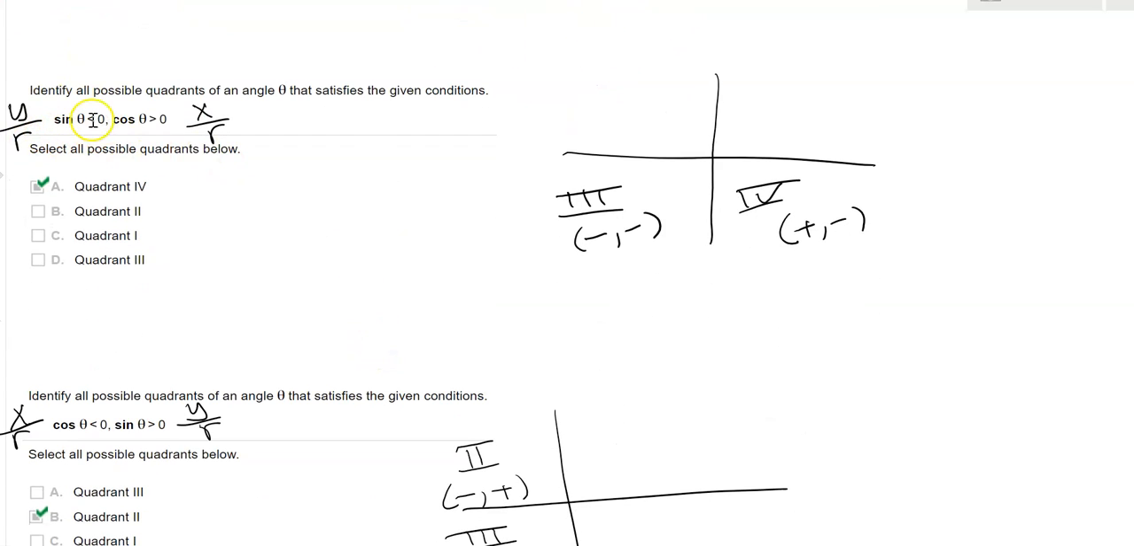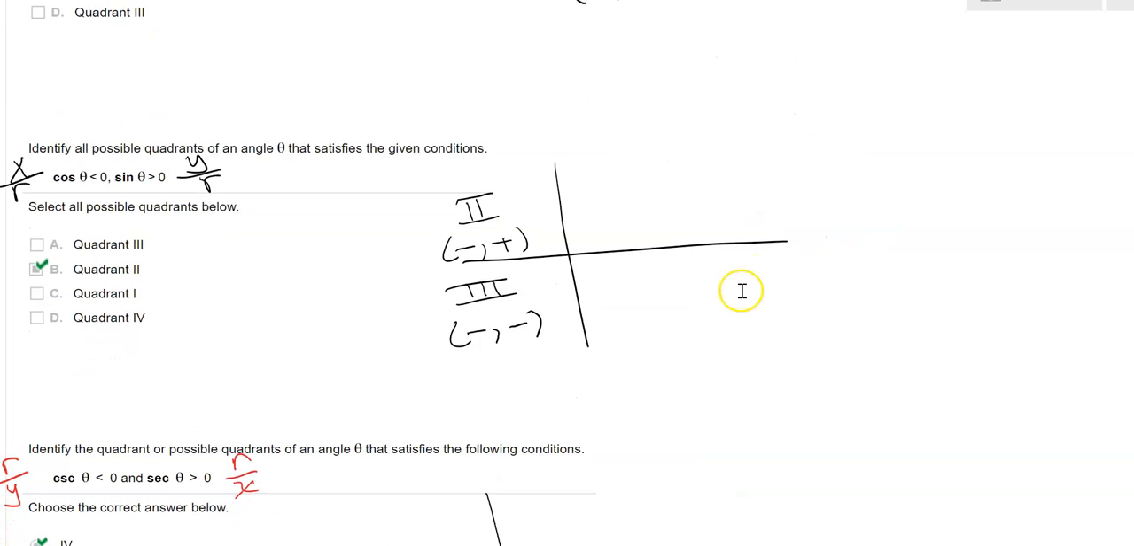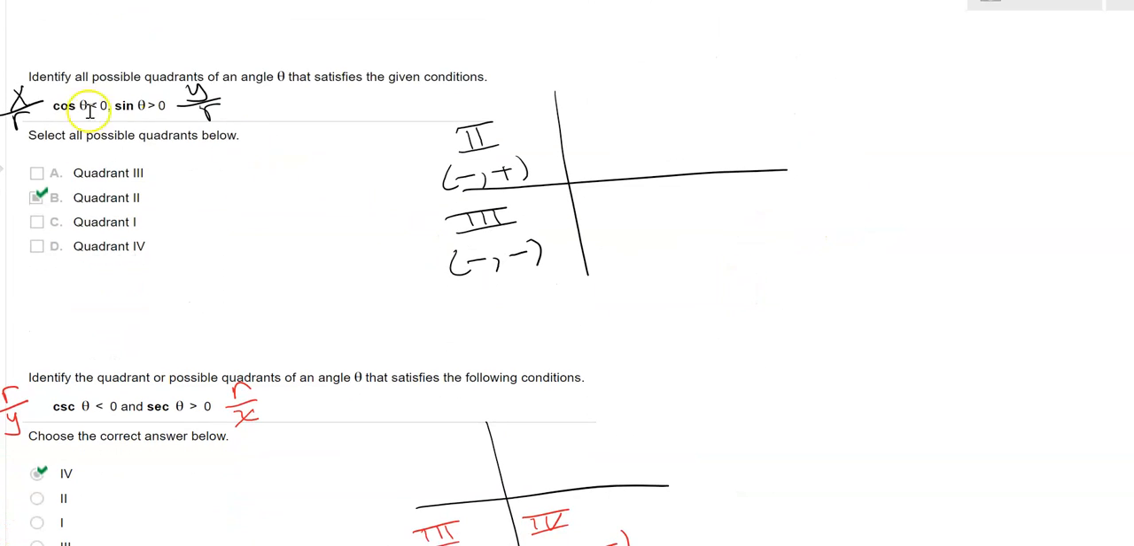Sine, when is the y negative? This happens at 3 and 4. Cosine is the x value. When is this positive? Not there. There we go. And so that's how we eliminate our options.